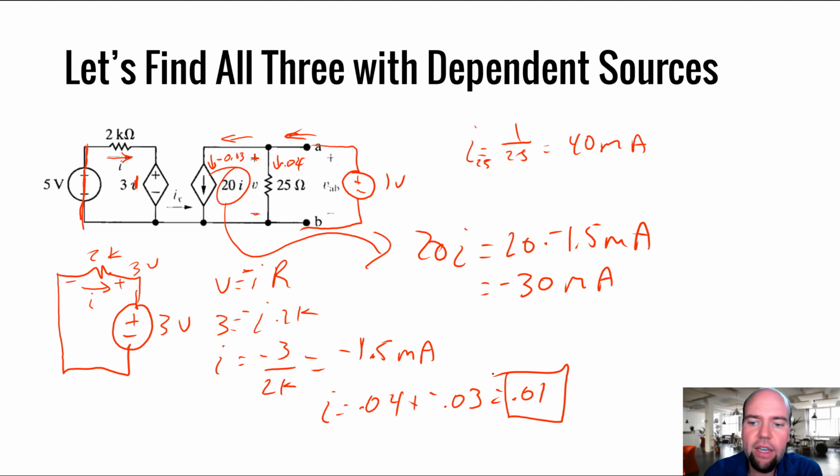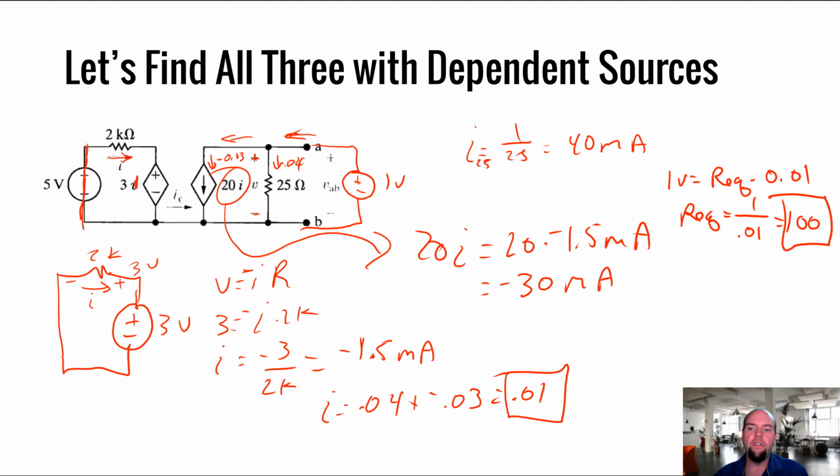But more importantly, if I applied 1 volt and I got 10 milliamps of current, what's that equivalent resistance? So to make myself a little more space up here, I can say 1 volt equals REQ times 0.01. REQ equals 1 divided by 0.01 equals 100.